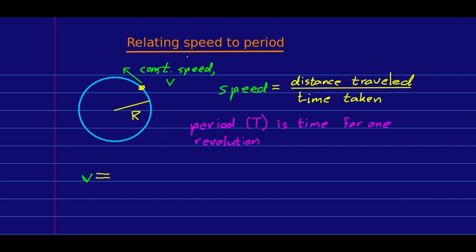Something we can do that's very useful is that we can easily relate speed to period. Speed, as always, is a distance traveled per time taken. And note that the period is the time for one revolution. So if some object is going at a constant speed around a circle, then in one period, it goes a distance that is equal to the circumference of the circle. And so that's just 2 pi r over the period. And there we have a direct relationship between speed and period. And note that the period is 1 over the frequency. And so we can also write this as 2 pi r times the frequency.